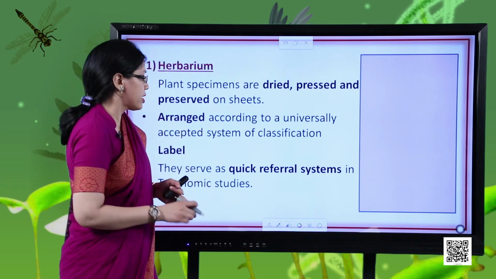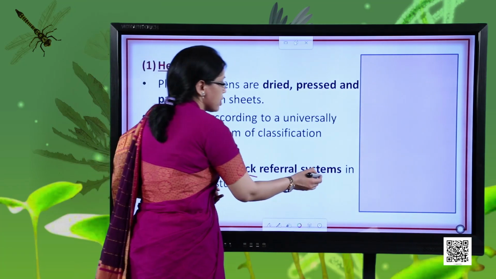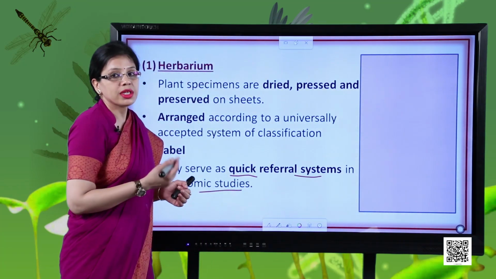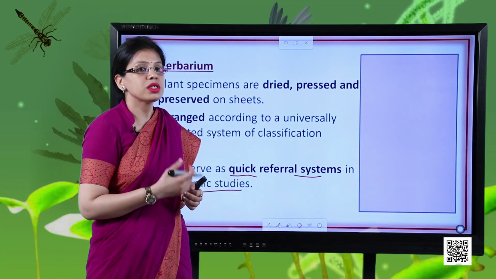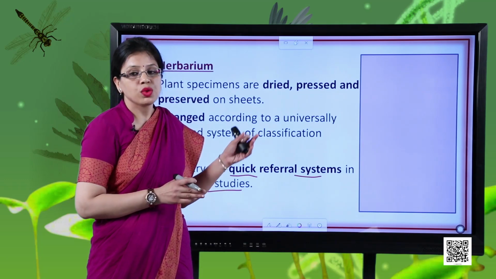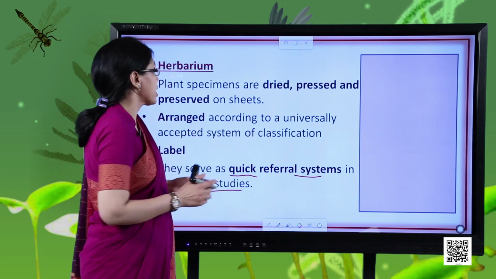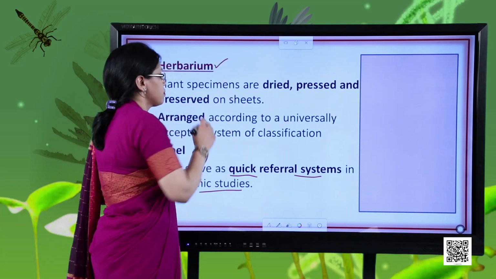This is a permanent thing which helps us in our future study, and for studying the features of the plant we can use it in future also very easily. So this is our first taxonomical aid, and that is herbarium.